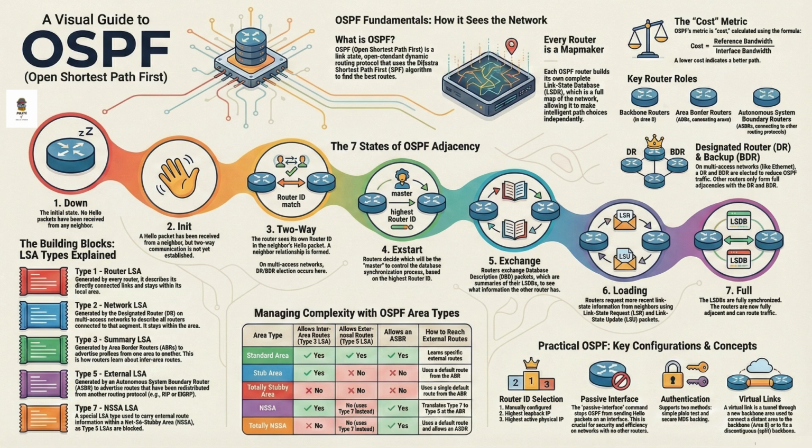Okay, let's unpack that map-making identity, because that's the crucial shift. The source states that every router builds its own complete link state database, the LSDB. The LSDB is the complete network map. It contains every detail about every router, every link state, whether it's up or down, and the cost associated with that link within the OSPF area.